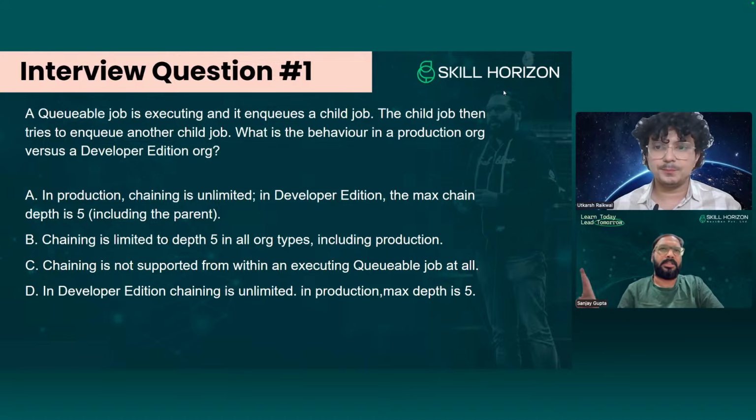Just one more thing. If I compare it with the future method, do we have chaining available in the future method also? What do you think? No, sir, chaining is not there in the future method. It is only available in Queueable. Yes, you are correct again. I think we can move on to the next question now.